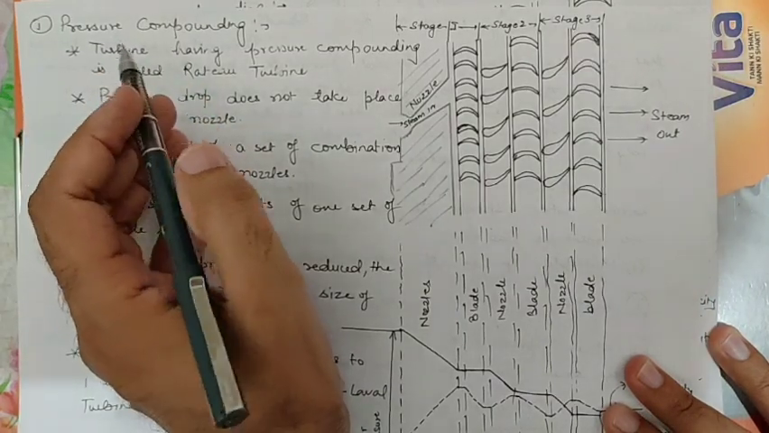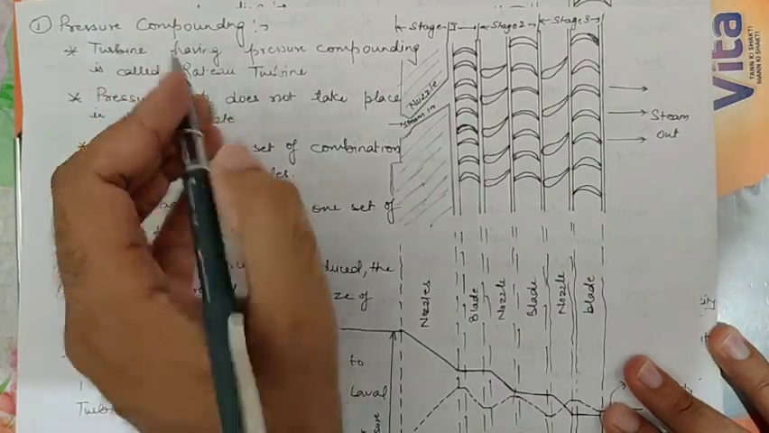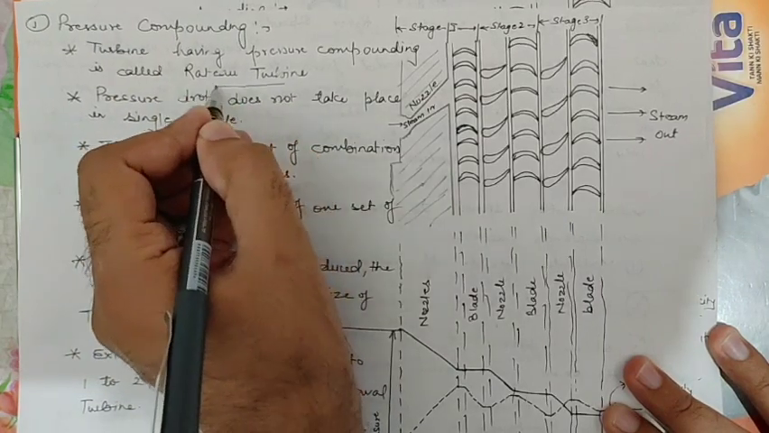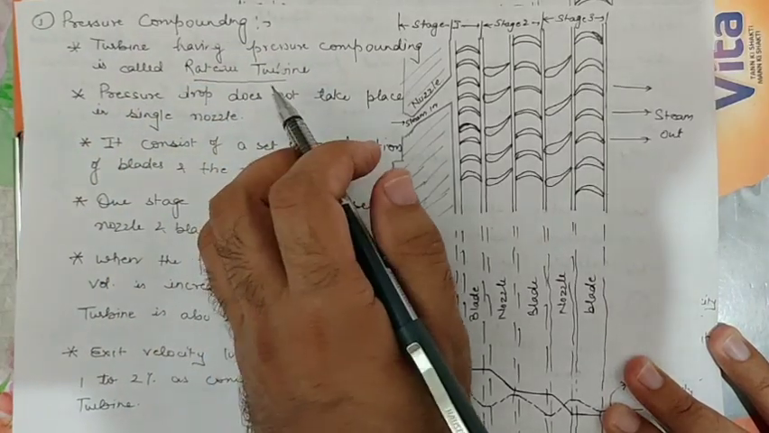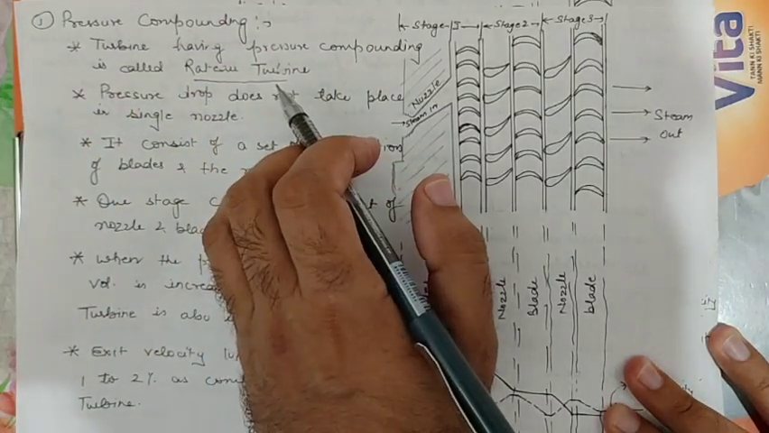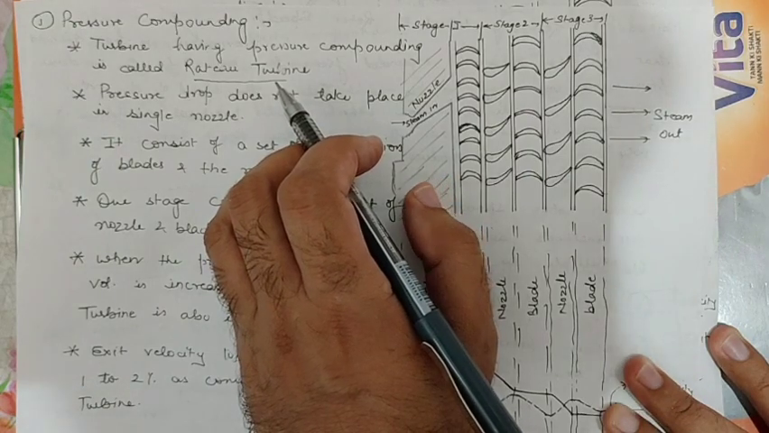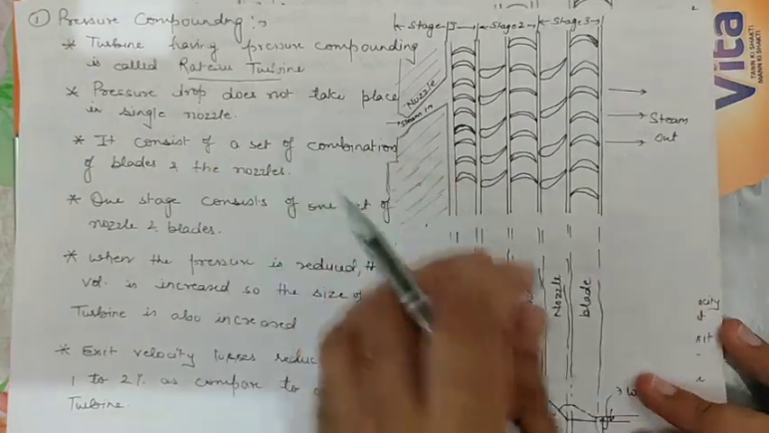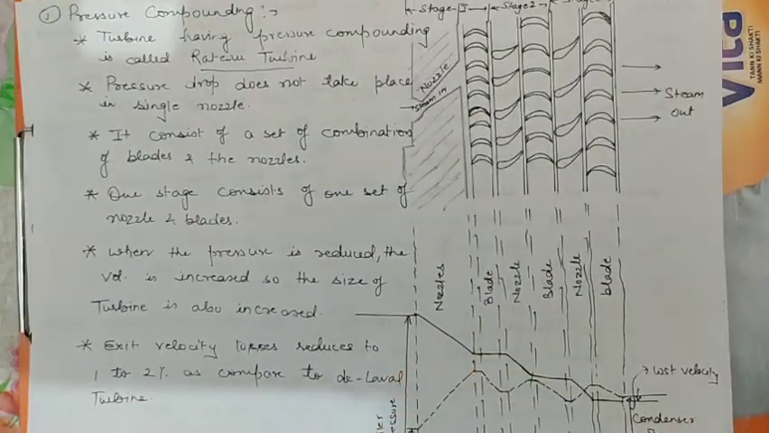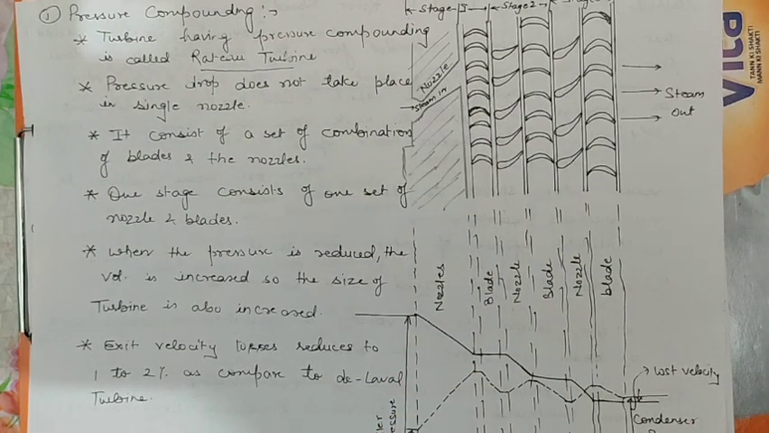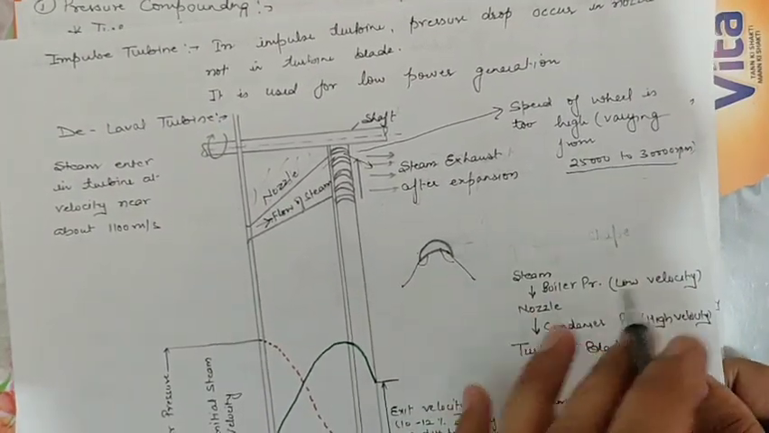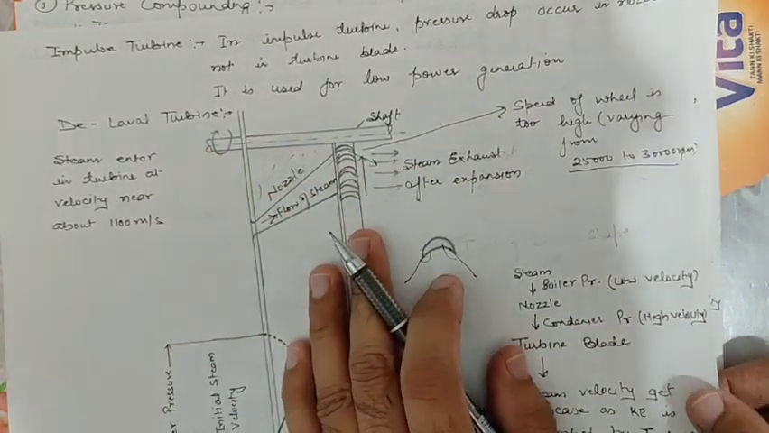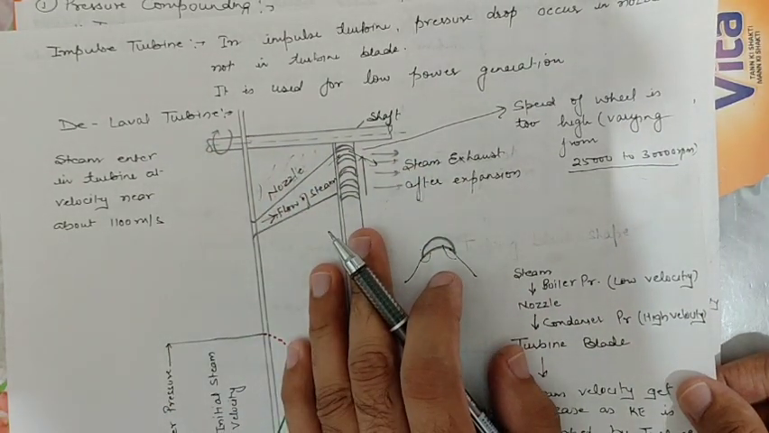In pressure compounding, this type of compounding is used in the turbine that is called the Rateau turbine. What problem will it solve? It will solve the problem of high blade velocity in the single stage impulse turbine, which I talked about in the previous lecture. So this pressure compounding helps to solve the problem of high blade velocity in the single stage impulse turbine.